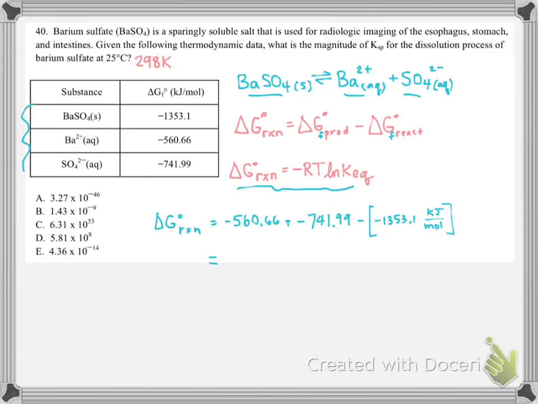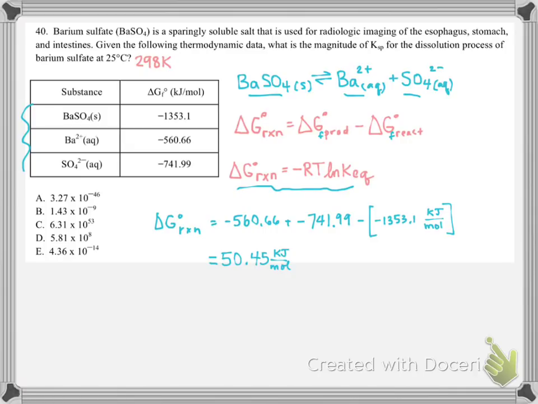And then we're just going to punch this into our calculator, being careful to pay attention to the signs. And we'll get 50.45 kilojoules per mole. So we have a positive delta G of this reaction, so non-spontaneous, which kind of makes sense because our solubilities usually are really unfavorable. That's why we call them insoluble.